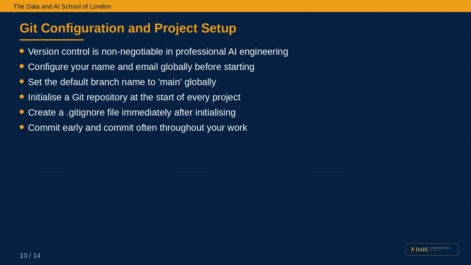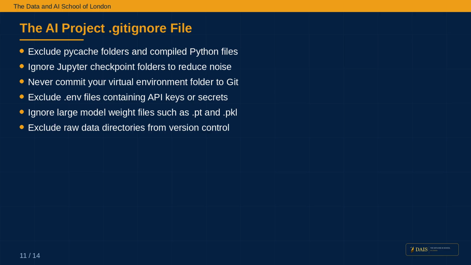Then, for every new project, initialize a repository immediately. Before writing a single line of code, create your .gitignore file. The order matters. You do not want to accidentally commit sensitive files or large binaries. A well-structured .gitignore file is one of the most important files in any AI project.